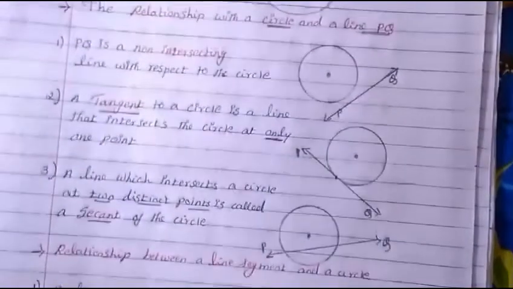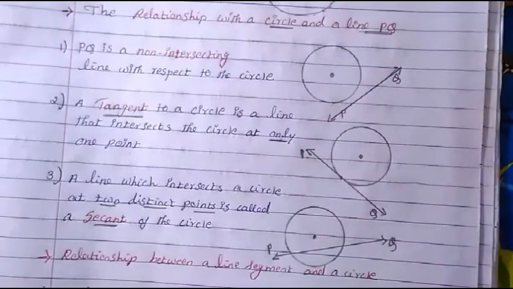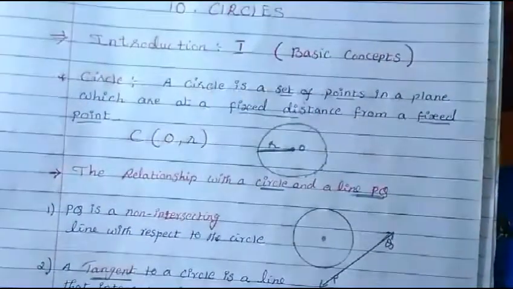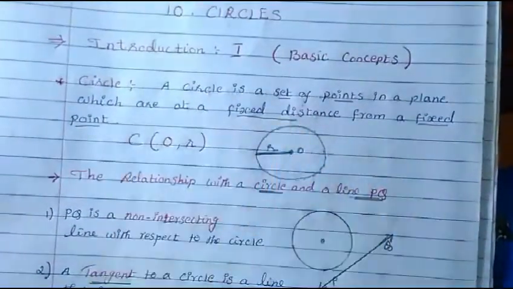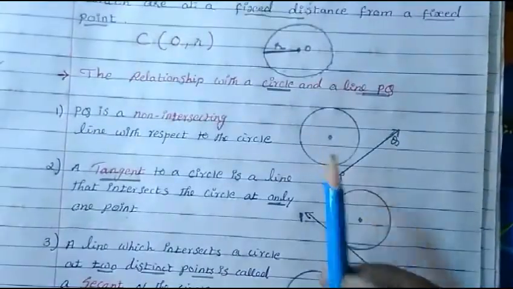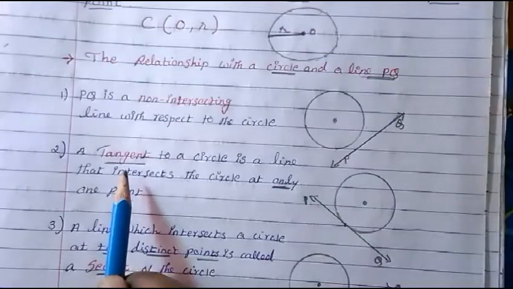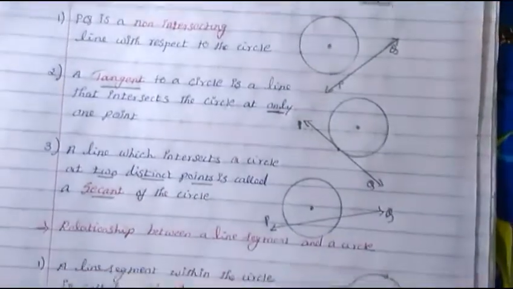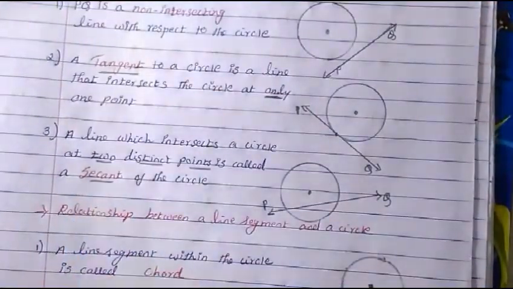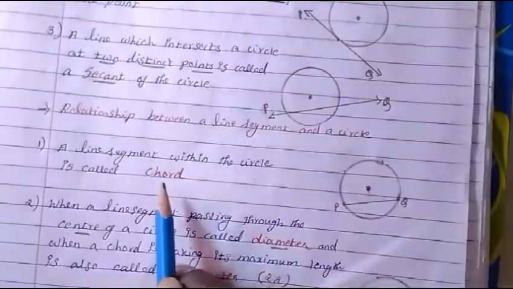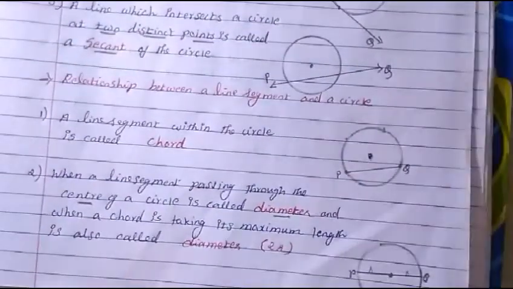Please, you have to study these basic concepts in order to do well in this chapter. Okay, first of all you should know what a circle is, then what is called non-intersecting. A very important topic is tangent. We will study in detail what is called a tangent, what is called a secant, what is called a chord and what is called a diameter.